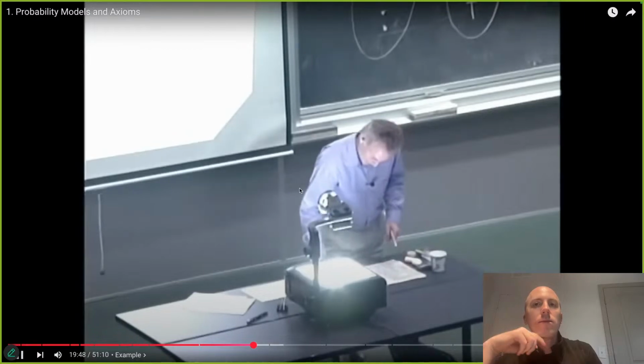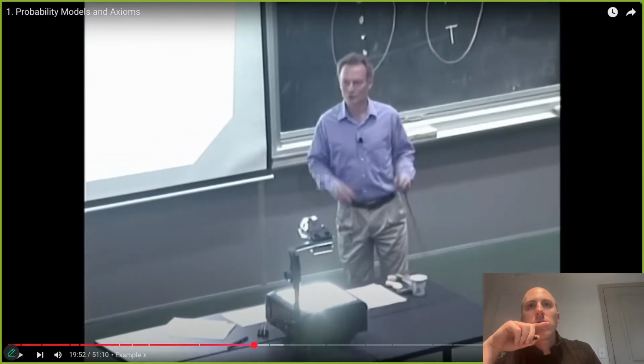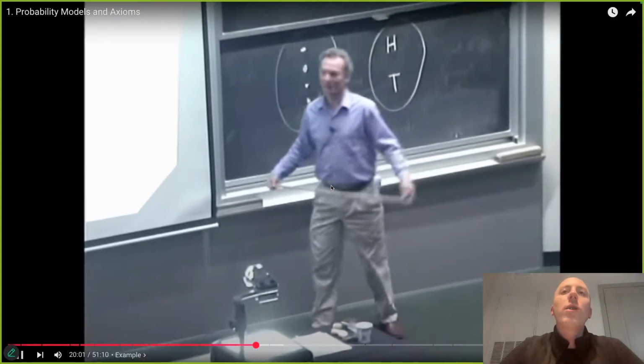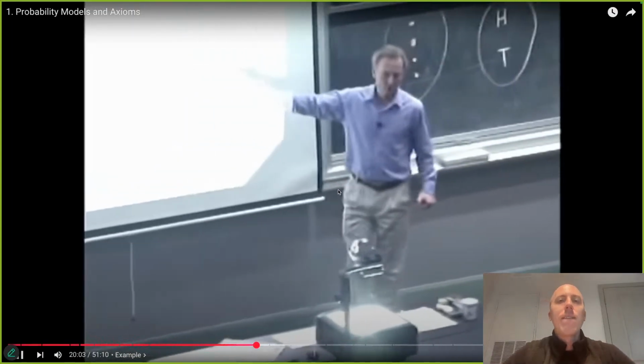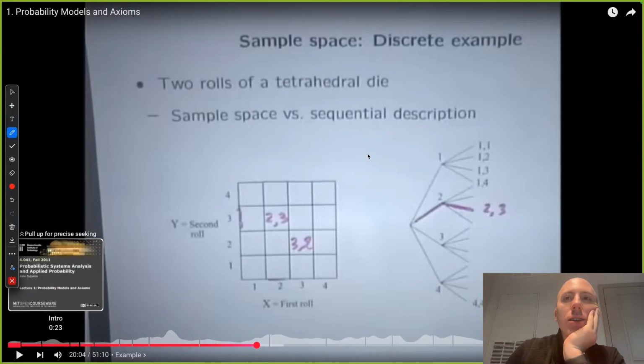What's special about this example is that besides being trivial, it has a sample space which is finite. There's 16 possible outcomes. I didn't even realize this whole time that these were the same sample space. It's just like two different ways of writing the same thing.